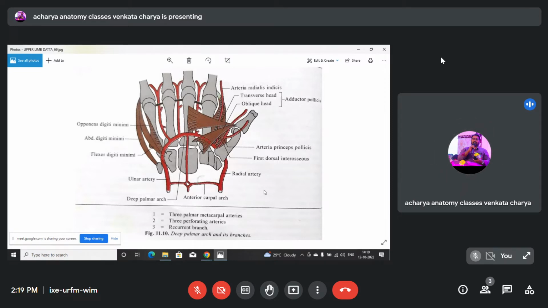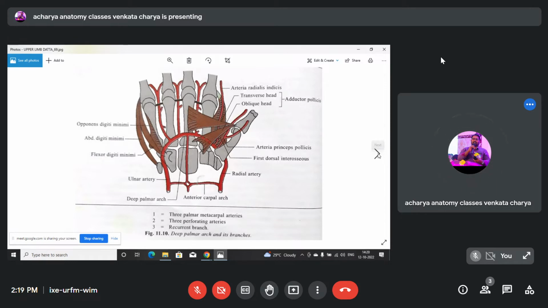Posterior transverse branch of the ulnar artery and posterior interosseous artery unite to form an arch called the posterior carpal arch. The posterior transverse branch of the radial artery, posterior transverse branch of the ulnar artery, and posterior interosseous artery unite to form an arch called the posterior carpal arch.